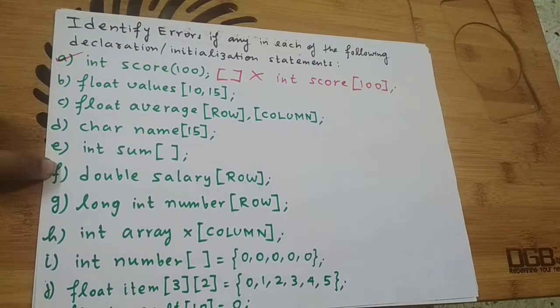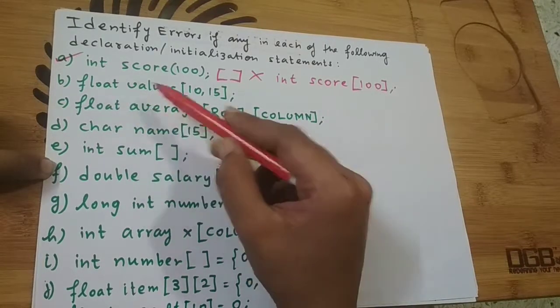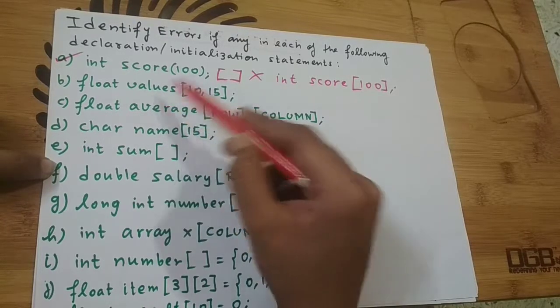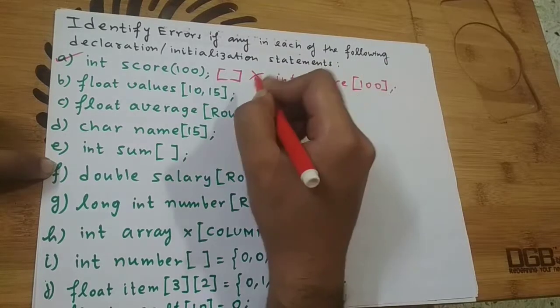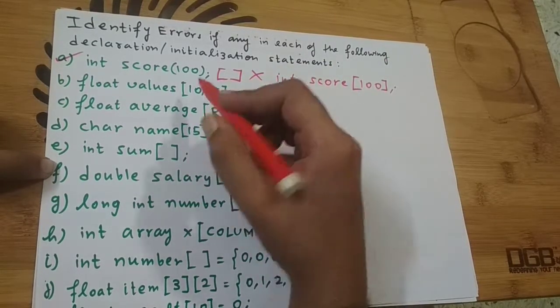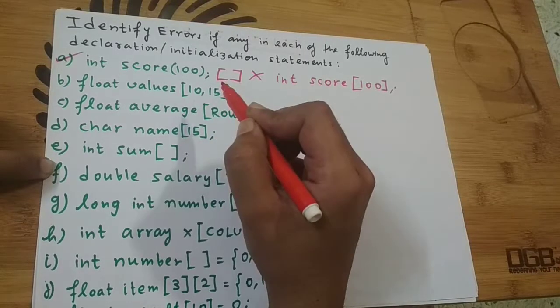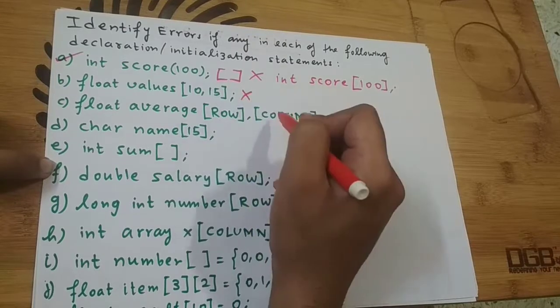Now let's look at number B. So we have float, a built-in data type, no issues. Values, okay. Now look at this, 10, 15. Can I do this? I cannot. Within one pair of box brackets, I can specify only one size. What they're trying to do here is trying to include two dimensions.